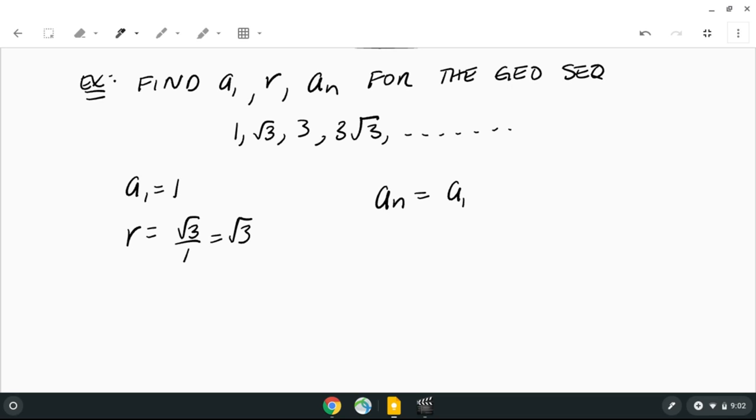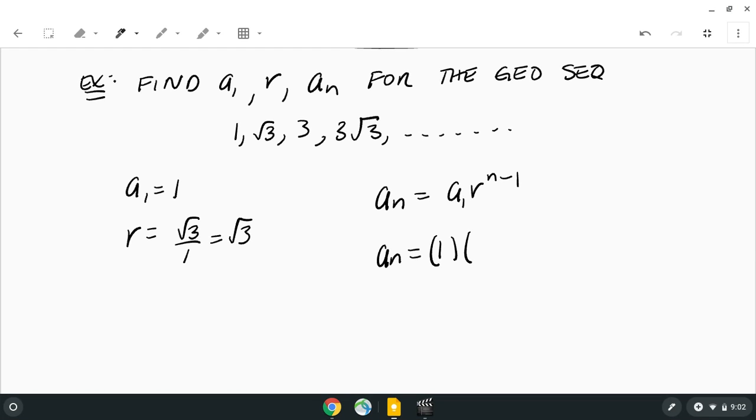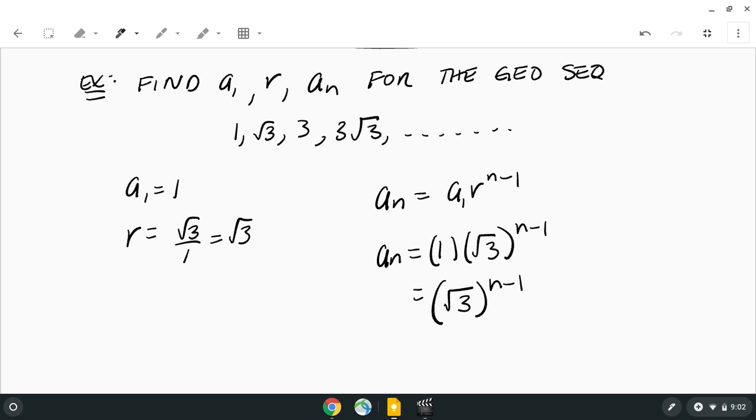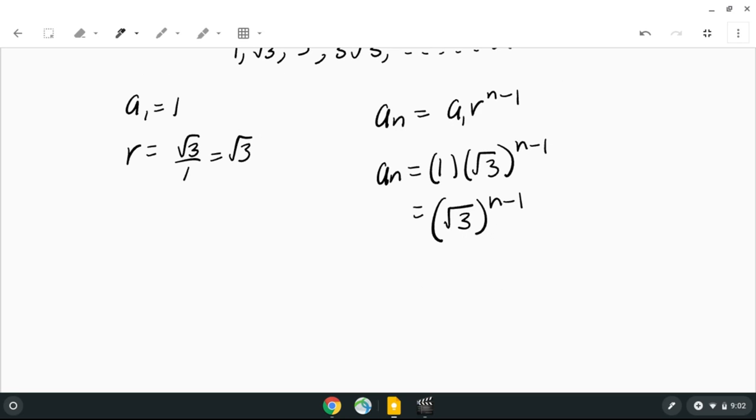So an is going to equal 1 times r, which is square root 3, to the n minus 1. There are different ways to write this. Anything times 1 is itself, so you could just write this as square root 3 to the n minus 1. You could also rewrite this so that the radical is written as a fractional exponent.